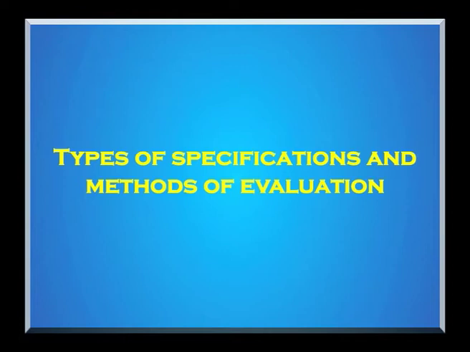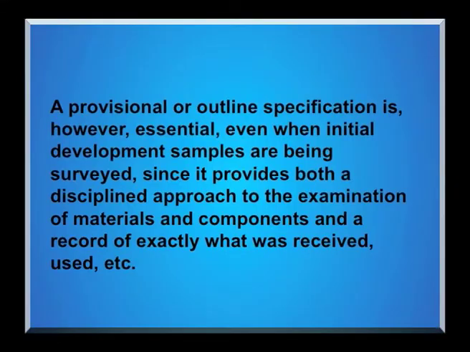Types of specifications and methods of evaluation. One ultimate purpose of a specification is an agreement document between purchaser and supplier. A provisional or outline specification is, however, essential, even when initial development samples are being surveyed, since it provides both a disciplined approach to the examination of materials and components and a record of exactly what was received, used, etc.